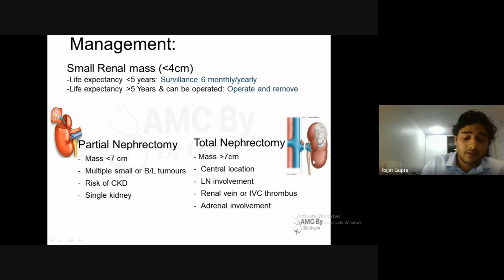In what case will we do partial nephrectomy? If the mass is less than 7 centimeters, a small cancer, we can spare some part of the kidney. If it is present bilaterally, we can't remove both kidneys, so we try to save some part of the kidneys. If there is a risk of CKD, we need that part of kidney that we can save. And for a single kidney, definitely, we want to leave some kidney in the patient. So don't remove everything unless there are indications. So this is the management.